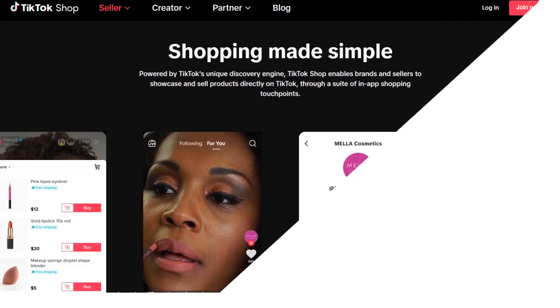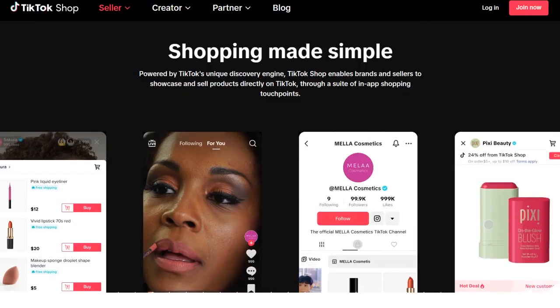So let's talk now about the cons of TikTok Shop dropshipping. So no product is ever perfect, right? So if you have positive sides, you probably have negative sides too. So what are the disadvantages? The disadvantages of TikTok Shop dropshipping.